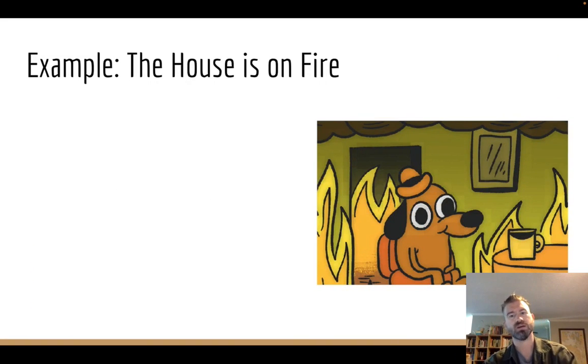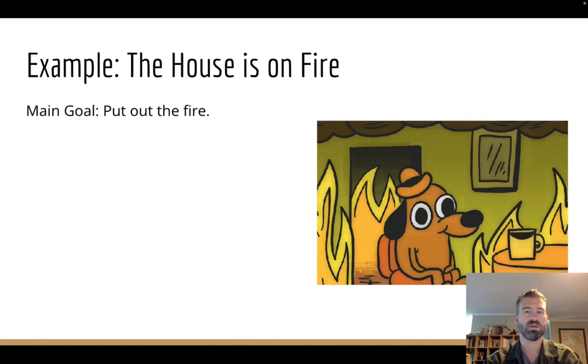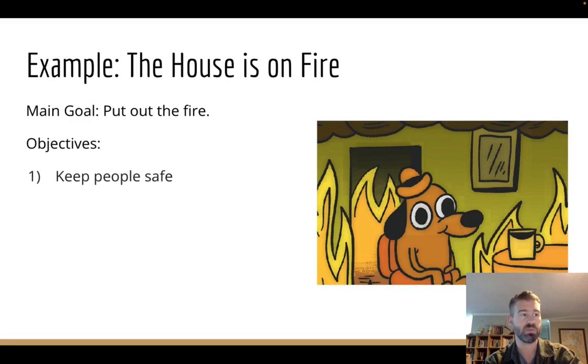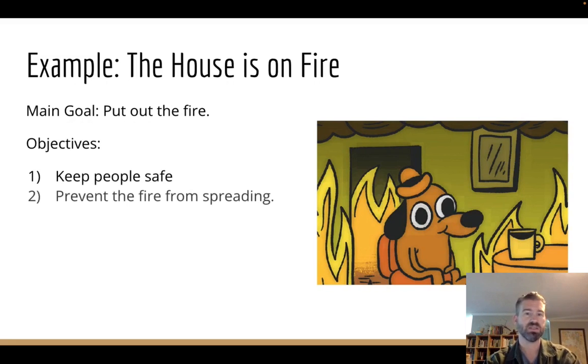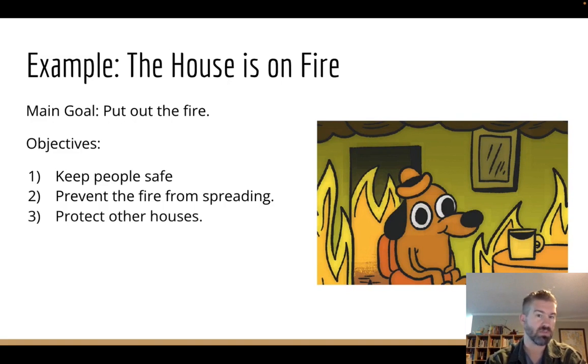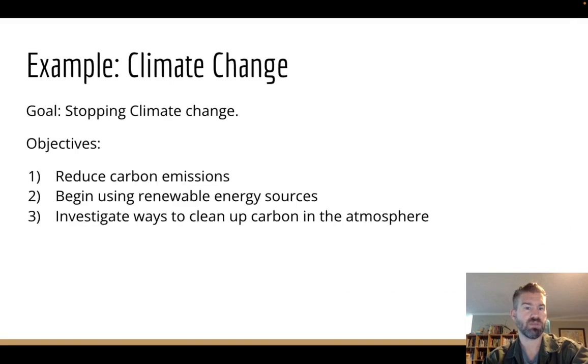So to go back to our house is on fire analogy, if my main goal is to put out the fire, what are my first objectives? Well, one objective is going to be to keep myself and other people safe. Another objective is going to maybe prevent the fire from spreading. And another objective might be to protect other houses. Right. So again, I'll skip forward here.